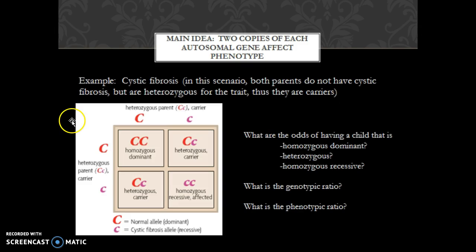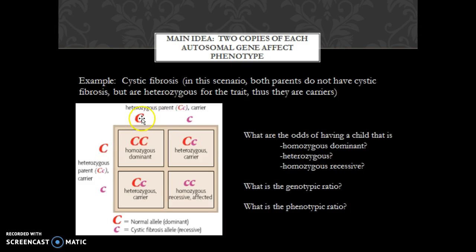The example happens to be cystic fibrosis. Cystic fibrosis is a severe disease. It affects your mucus glands and your sweat glands. And in our scenario right here of this cross, both parents are fine. They do not have cystic fibrosis, but they are heterozygous. That means that they're carriers. So they are both big and little c, big and little c.